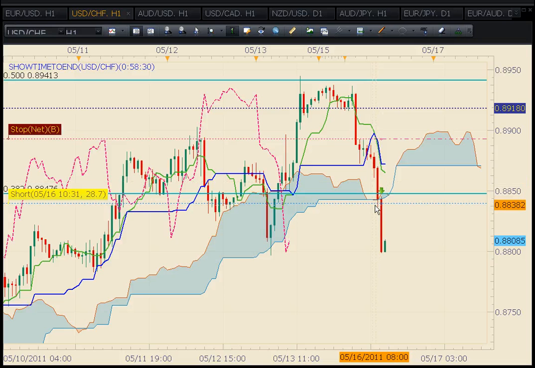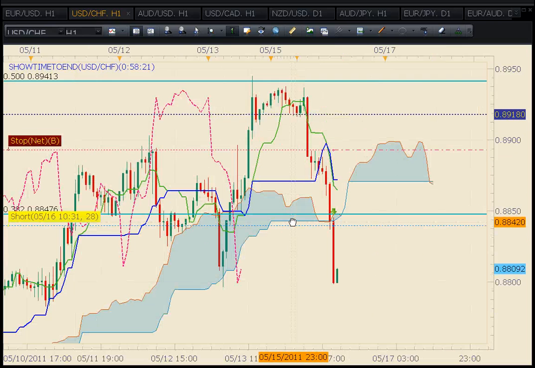we broke this market, we broke this Kumo. The Kumo is your cloud. We broke this, and we're looking into the future. We have a Kumo twist. That's your two lines here, which would be your Senkou span A and B. They twisted, so that's a bearish sign. Being that I broke this market here, that's bearish. The cross is bearish.